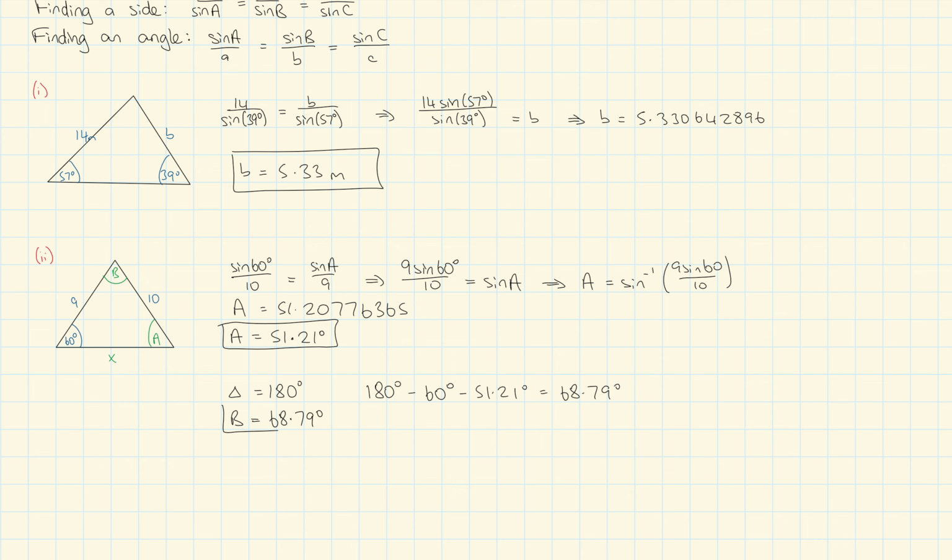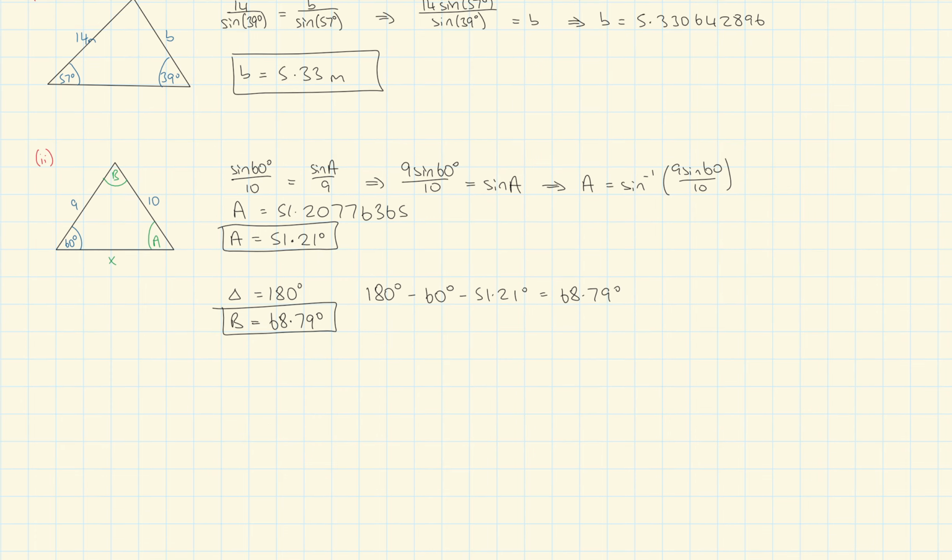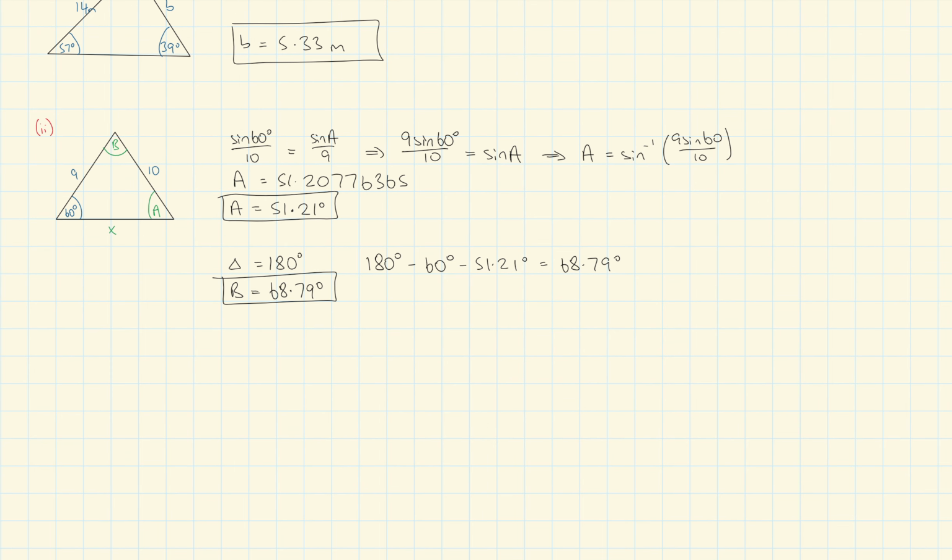And now to find my last side, x, I'll use sine rule again. So it'll be x all over sine 68.79 will equal, we'll take 10 over sine 60. We could also take 9 over sine 51.21. Doesn't make a difference. We'll get the same answer.